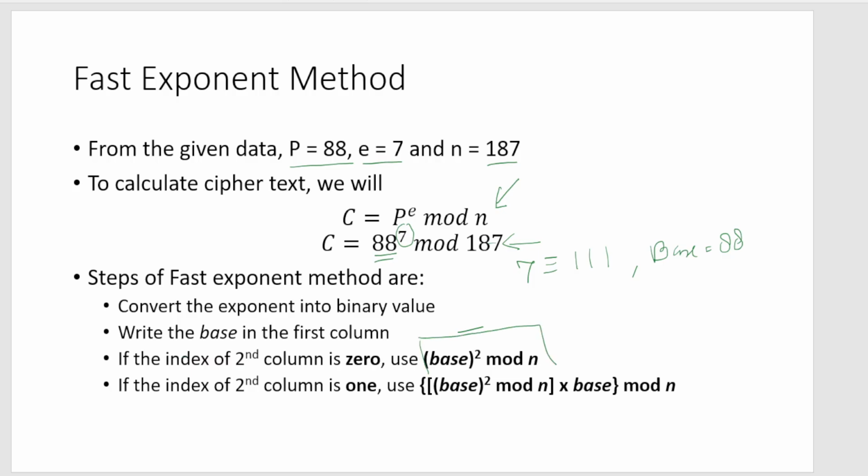But if the second column index is 1, you need to do this particular step: multiply the value that you got with the base itself, and then you calculate the mod. This is what you need to do in the second case when you have a 1 in that column. So you need to remember these two formulas for execution in the next step. Okay, so let us start with the execution.